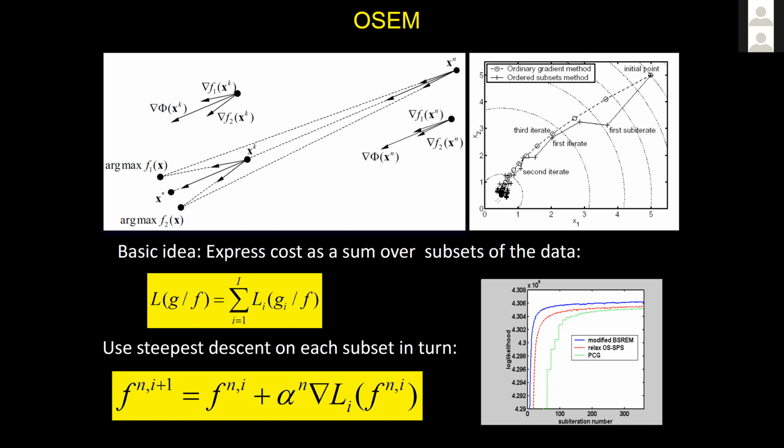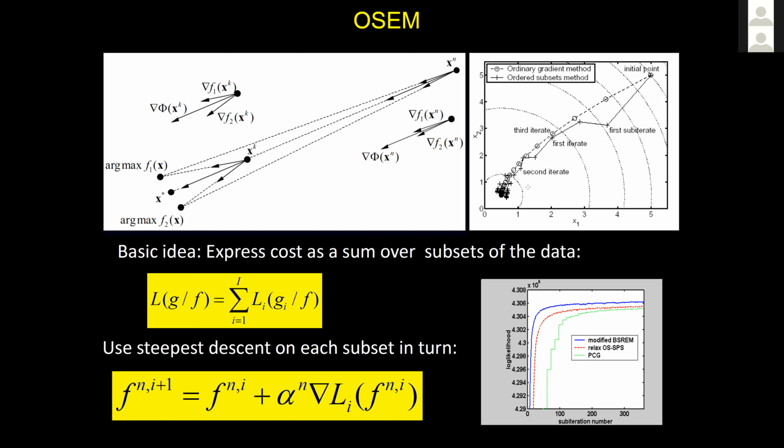So the basic idea is very simple. You just use a subset of your data to calculate the gradient, and then basically do forward projection, calculate the gradient, and do the updating. And at the end, you still get a quite good result. So this is called the ordered subset EM algorithm.